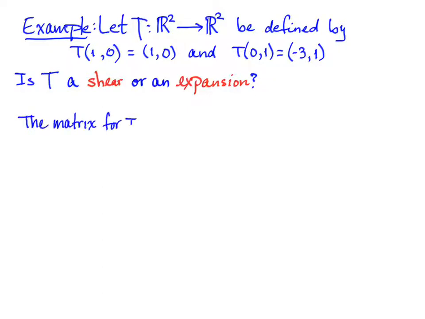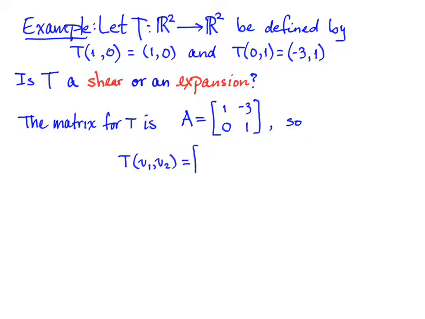So the matrix for this, we can just write it down because these are the two standard basis vectors. So the matrix for this is 1, 0, -3, 1. So T of some arbitrary vector V1, V2 is just going to be the product of A times V1, V2. And what we get, the first component is going to be V1 minus 3V2. The second component is going to be 0 plus V2.